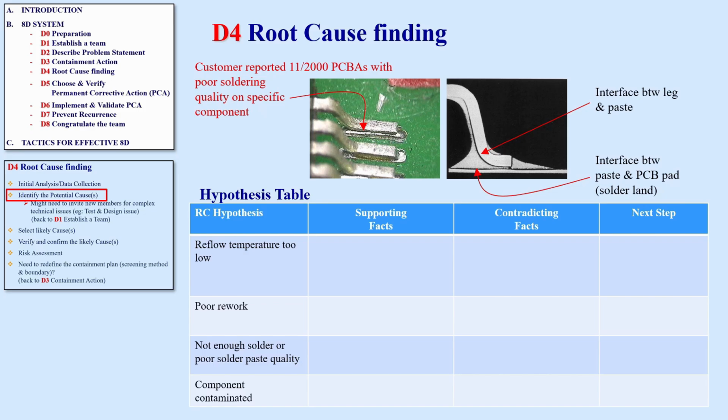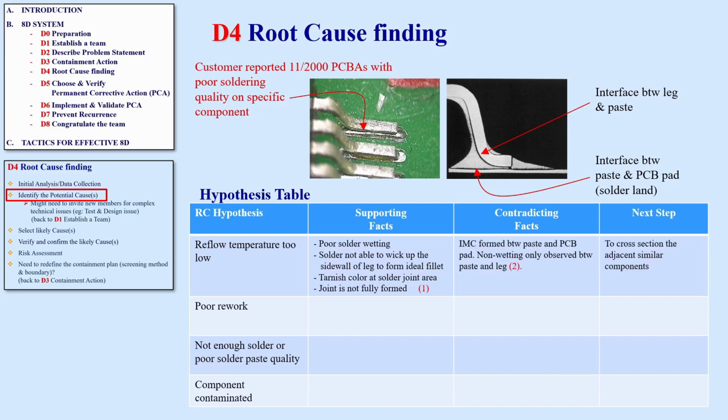For the hypothesis of reflow temperature too low, examples of the supporting evidence are: observed poor solder wetting, solder not able to wick up the side wall of the leg to form an ideal fillet, tarnish color at the solder joint area, joint not fully formed. However, your failure analysis team also observed proper IMC, intermetallic compound, formed at the interface between paste and PCB pad. Non-wetting only observed at the interface between paste and leg.